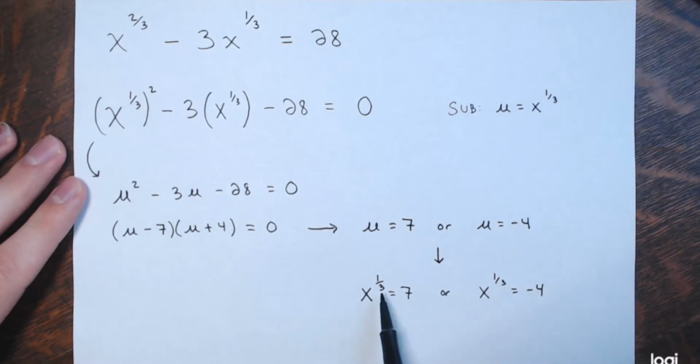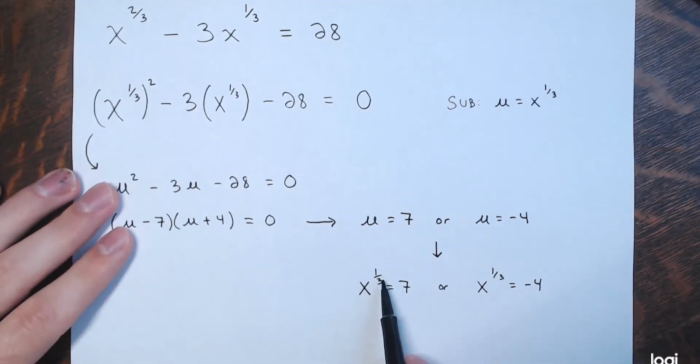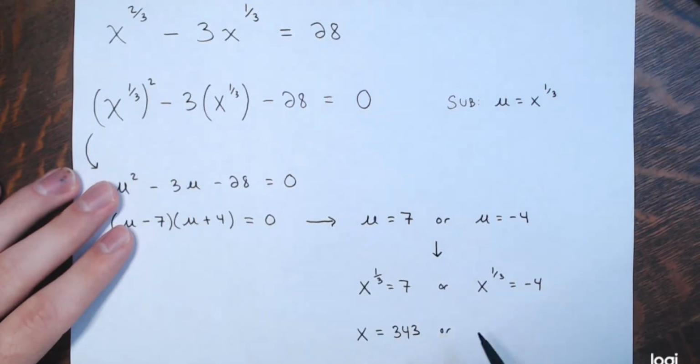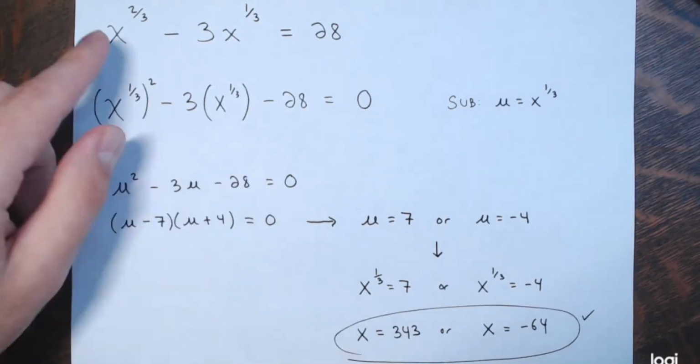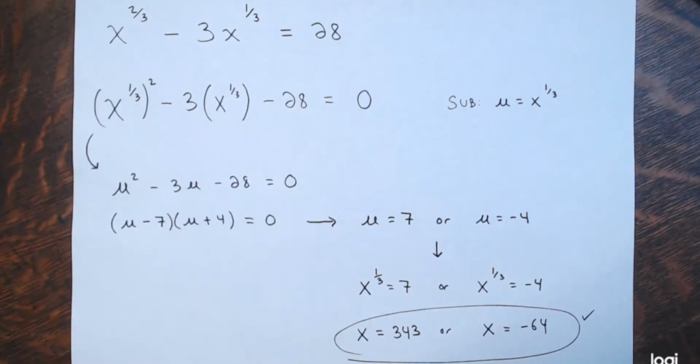And then to get x alone, I'd raise both sides to the 3rd power. This is the cube root of x. I raise both sides to the 3rd power. x equals 7 to the 3rd power, which is 343. And then here, -4 to the 3rd power would be -64. And there are your solutions. And don't forget to check them back in the original equation. And they both should work. Yeah, they do. I'm just doing it mentally here.